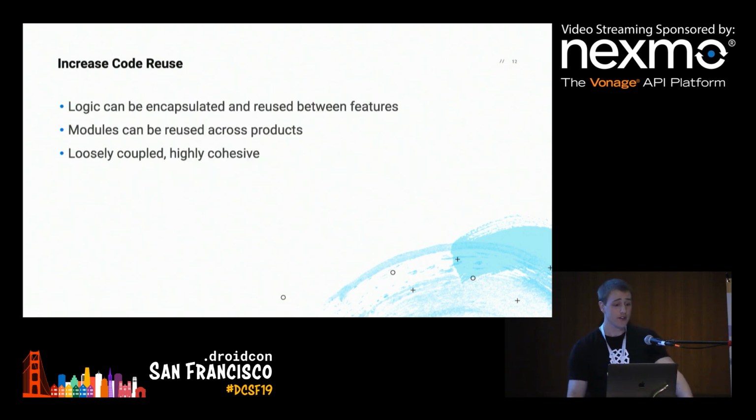Again, increase code reuse. So once we've got these features or use cases that we want to use across different apps and features, we can put those into one place and reuse them. Again, we want these to be loosely coupled from each other so that they fit into any project that we're using, but we want them to be highly cohesive so that each module has one role and we can just plug that in.